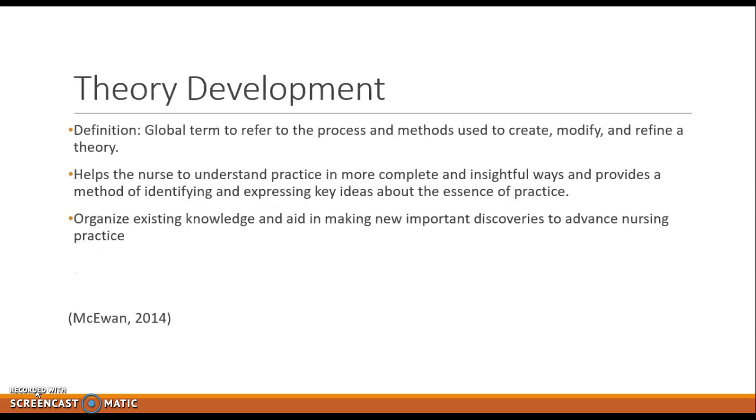As we know, regarding theory development, McEwen states that theories are used by members of a profession to clarify basic assumptions and values shared by members to define the nature, outcome, and purpose. Theory in nursing leads to more coordinated care and therefore less fragmented care. It helps us nurses understand and practice in more complete and insightful ways. It provides us methods to identify and express ideas about the essence of our practice. And it helps organize the existing knowledge that we have and aids us in making new important discoveries to advance nursing practice.